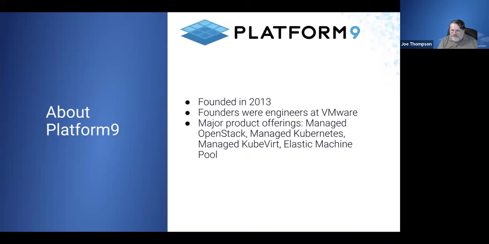So just as an intro, Platform 9 was founded in 2013. The co-founders were all early engineers at VMware. You know, most of them were early engineers at VMware. And they had this idea of starting their own company to, as they put it, democratize cloud computing, meaning make it possible for basically anybody to have the convenience of cloud computing without depending on a hyperscaler like AWS.